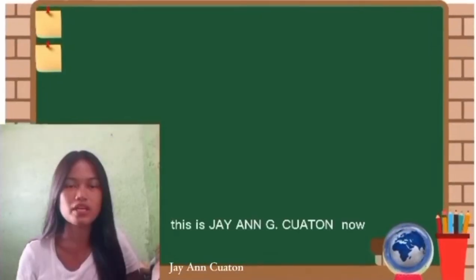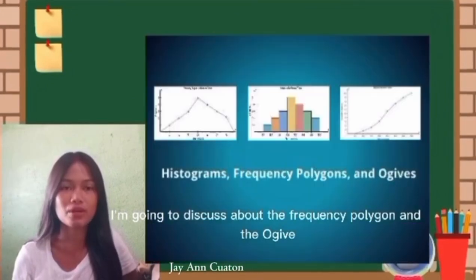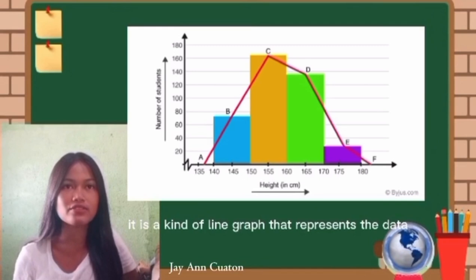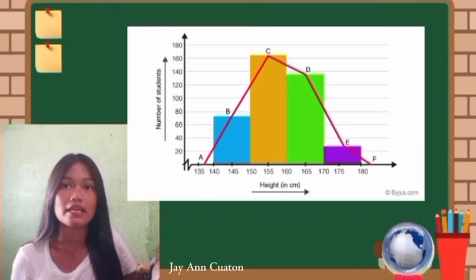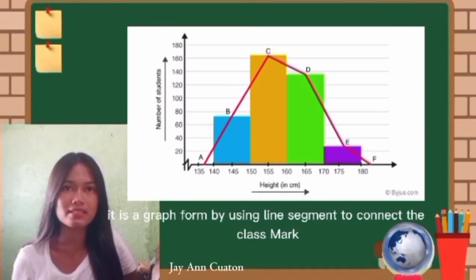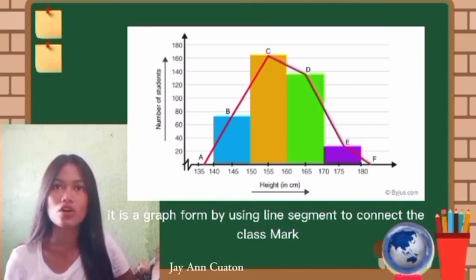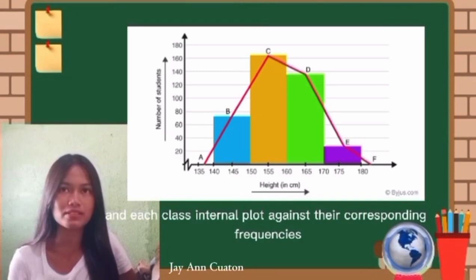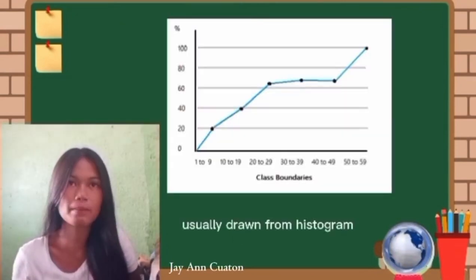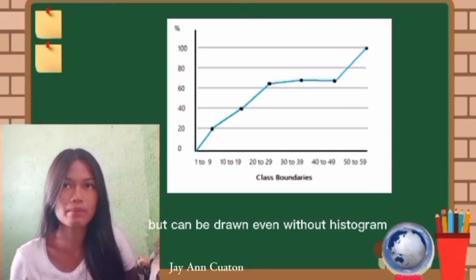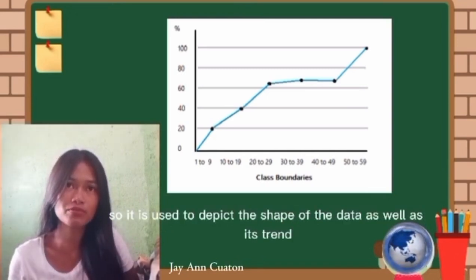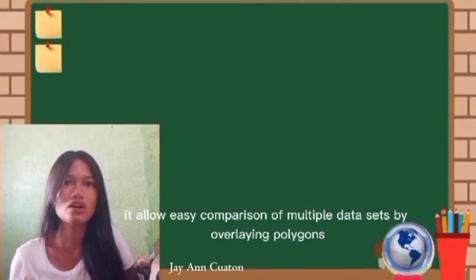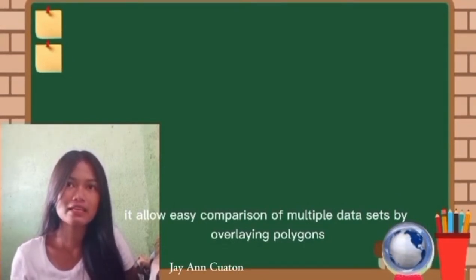This is JNG Quaton, and now I'm going to discuss the frequency polygon and the ogive. A frequency polygon is a kind of line graph that represents the data. It is a graph formed by using line segments to connect the class marks, or the midpoints, of each class interval plotted against their corresponding frequencies. Usually drawn from a histogram, but it can be drawn even without a histogram. It is used to depict the shape of the data as well as its trend. It allows easy comparison of multiple datasets by overlaying polygons.